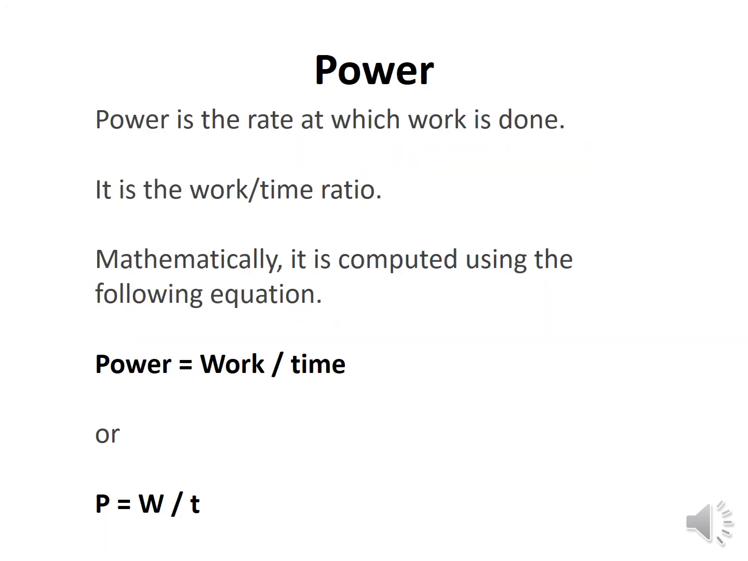Okay, let's move on to the next topic, that is power. Power is the rate at which work is done. In other words, power is equal to work done upon time. It's a ratio between work and time. So, mathematically, work over time is equal to power, or P = W/T, where P is power, W is work, and T is your time.